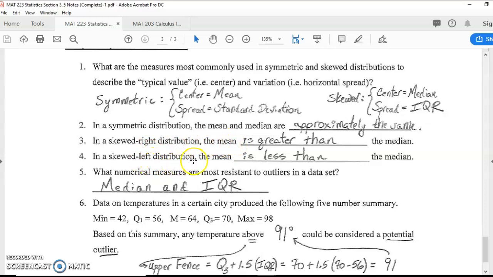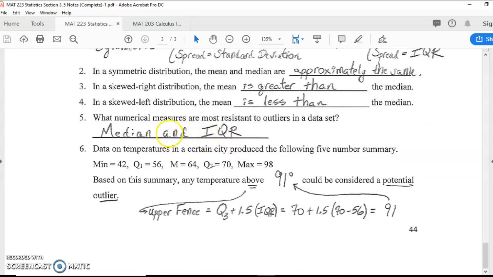In a skewed left distribution, the mean is pulled to the left. It's less than the median. So again, not a good representation of the center, so we want to use the median. And why do we use them? Because the median and IQR are most resistant to outliers. Okay. Now, one last question.